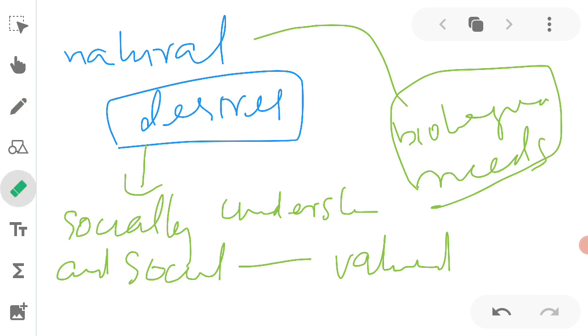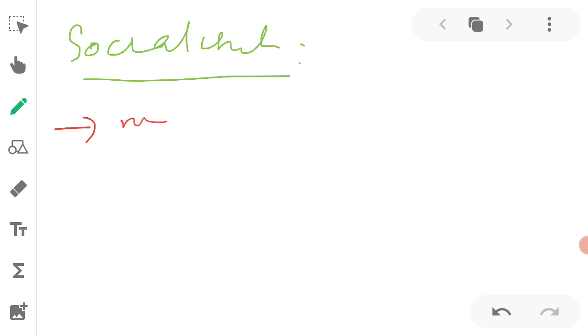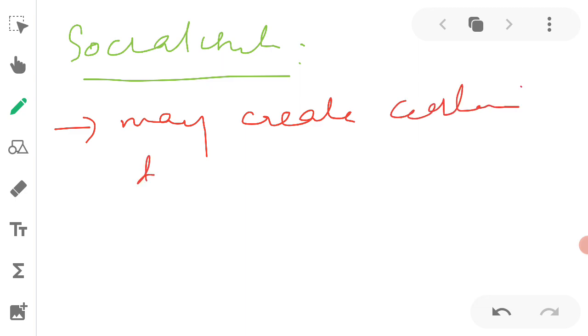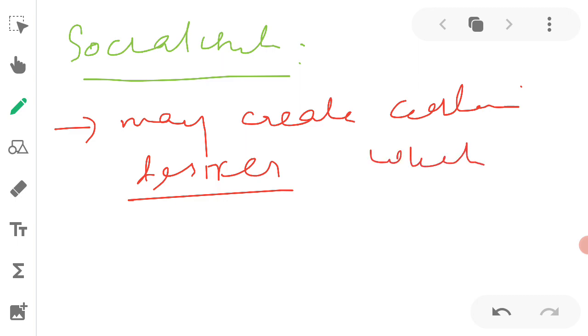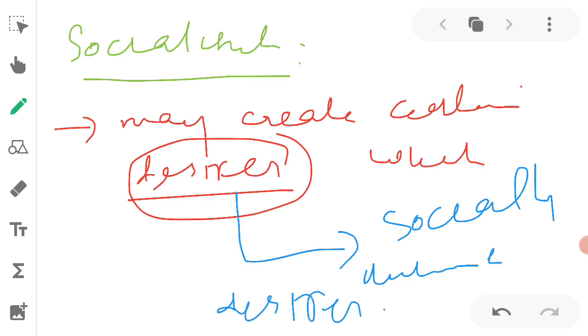So, for example, socialization may create certain desires which, if people were left on their own, or had a different set of socialization, might not have arisen. For example, people might think that they are natural desires, but they are not natural desires. They are socially constructed and socially determined desires in us.